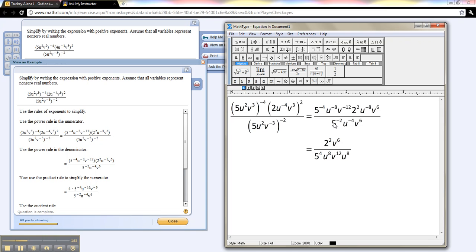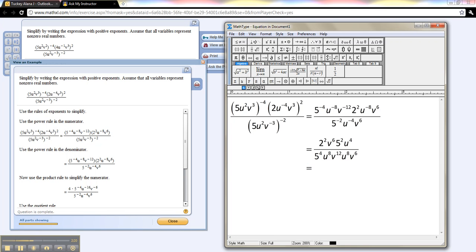Then we move down here. So I dealt with all these guys from the top so far. Now I'm going to go down here. The 5 to the 2 is going to go up. The u to the 4 is going to go up. But the v to the 6 is going to stay down because it already has a positive power. So positive powers stay where they're at. Negative powers move. All right, now you've gotten rid of all your parentheses. That's this step right here. And now you've gotten rid of all your negative powers.